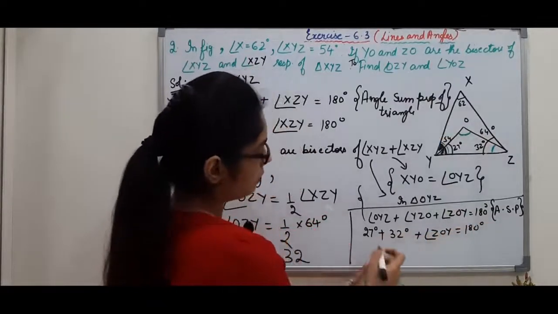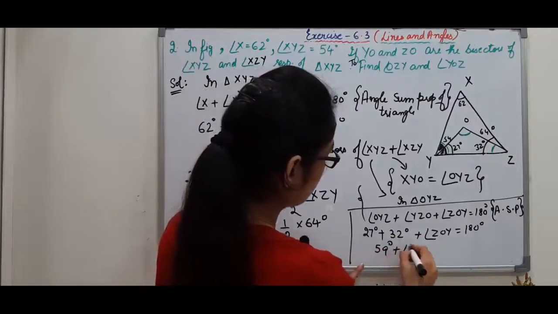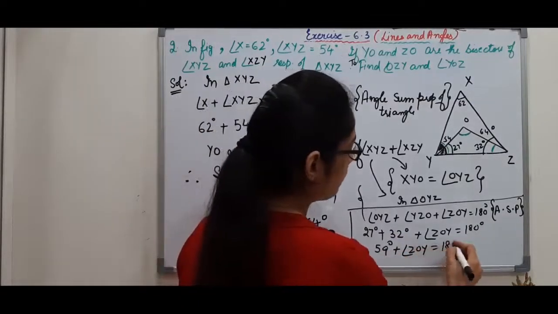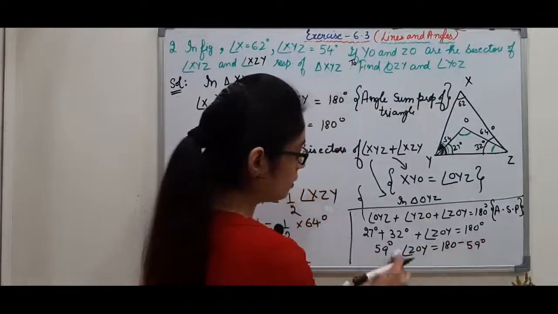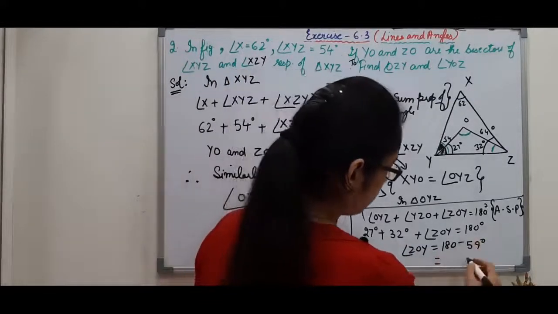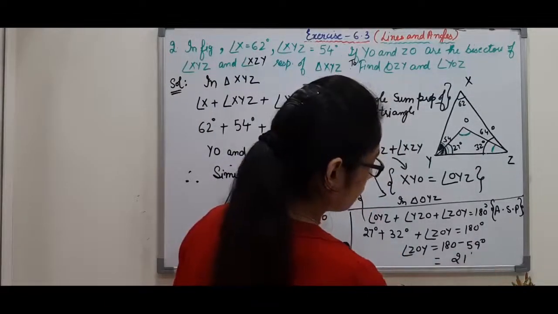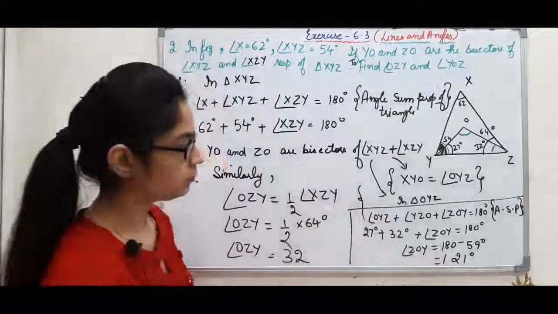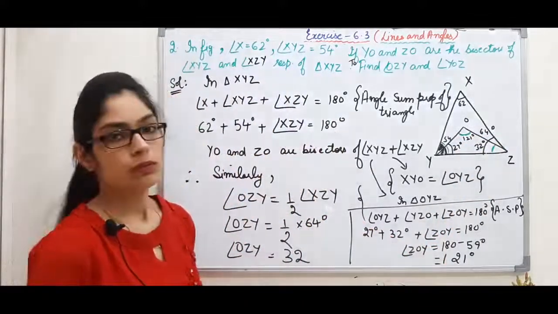So 27 plus 32 is equal to 59 plus angle ZOY. So we need to find the value of ZOY. This 59 will shift to the other side, plus 59 will be changed to minus 59 on changing the side. So angle ZOY is equal to 180 minus 59. So we can do the subtraction now. So it is equal to 121 degrees. So this angle is equal to 121 degrees. So this is what we had to find.